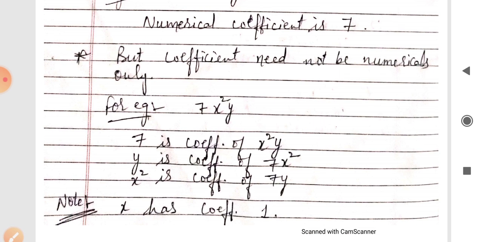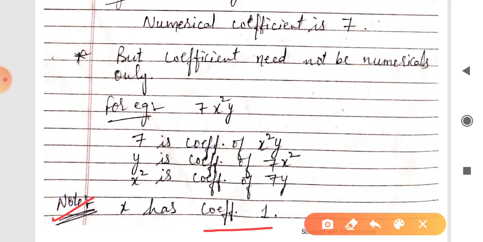And there is one note: x has coefficient 1. If there is a term x, then its coefficient is only 1, not 0. Its coefficient is 1 because its factors are x and 1.